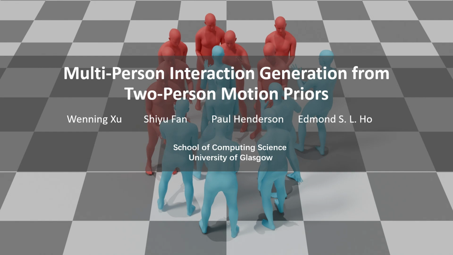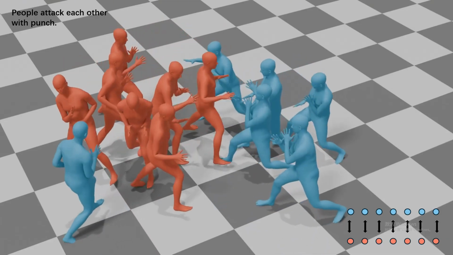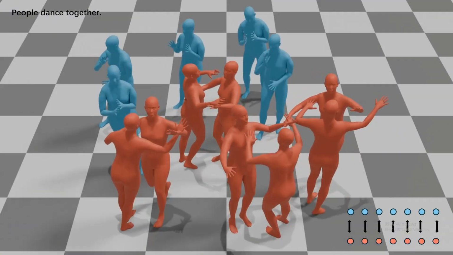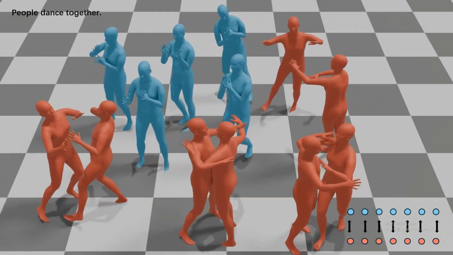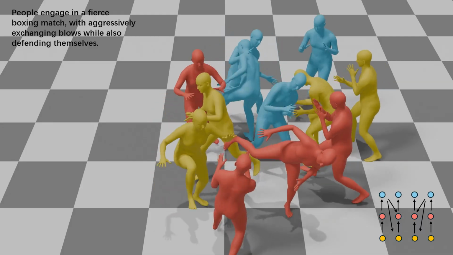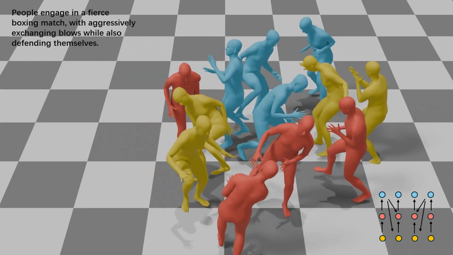Hi, in this paper, we present graph-driven interaction sampling, a method that can generate realistic and diverse multi-person interactions by leveraging existing two-person motion diffusion models as motion priors. Instead of training a new model specific to multi-person interaction synthesis, our key insight is to spatially and temporally separate complex multi-person interactions into a graph structure of two-person interactions, which we name the Pairwise Interaction Graph.